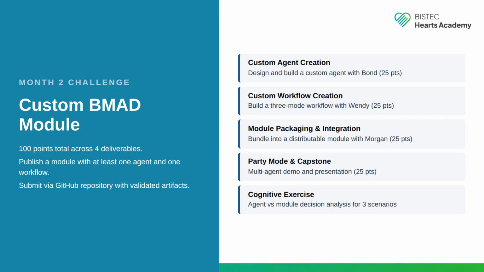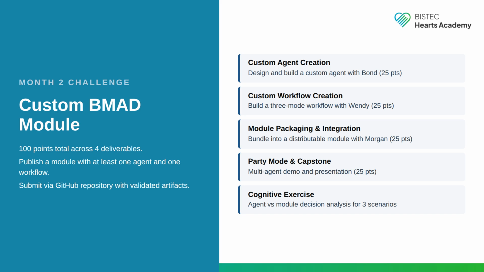The Month 2 challenge is worth 100 points across 4 deliverables, plus a cognitive exercise. The challenge is to build and publish a custom BMAD module. The module must contain at least 1 custom agent and 1 custom workflow, properly packaged and validated. Everything is submitted via GitHub with all validated artifacts. The 4 deliverables are evenly weighted at 25 points each.